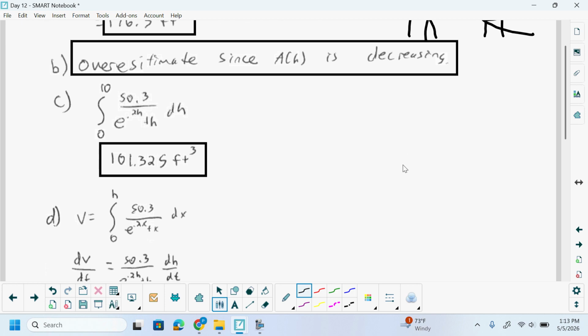For the next one, we are just doing an integral. The expression they gave us was for the square feet, and the dH turns it into a volume. So basically that's the volume of one little slice, and then the integral adds up the volume of all of those slices. So we get that 101.325 feet cubed.